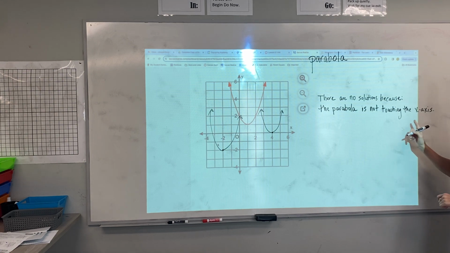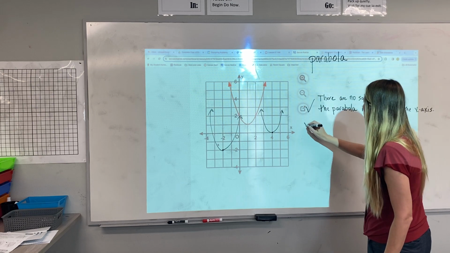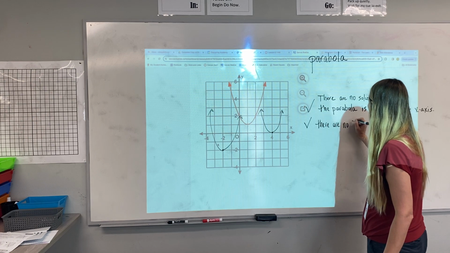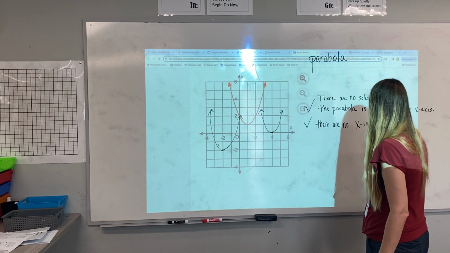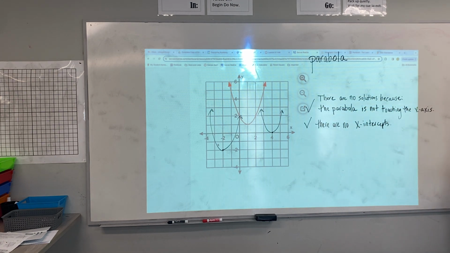Very good. Another way to say this: there are no solutions. So this is correct. The parabola is not touching the x-axis. There are no solutions because there are no x-intercepts, and there are no x-intercepts because the parabola does not touch or intercept the x-axis. Melanie, what did you write? There are no solutions because the parabola doesn't touch the x-axis. Oh, great. So you had the same one as this, totally correct.